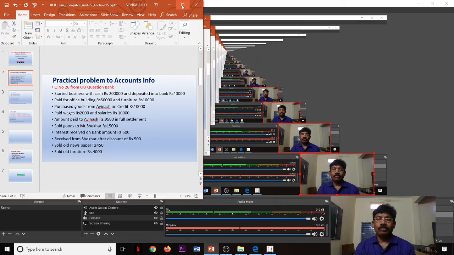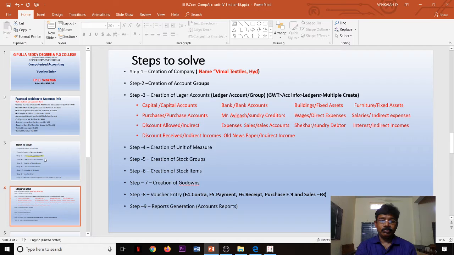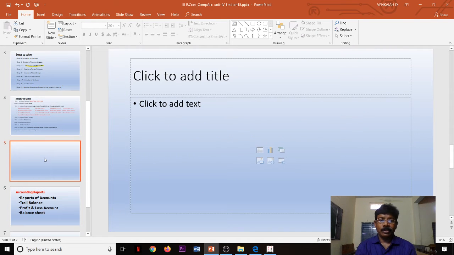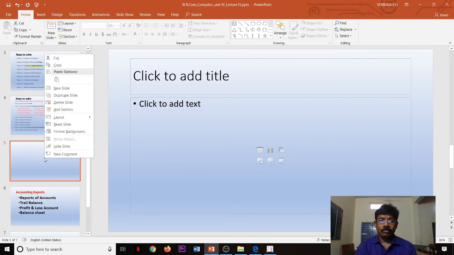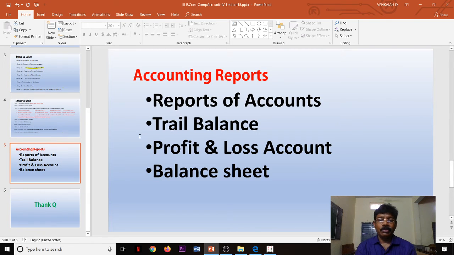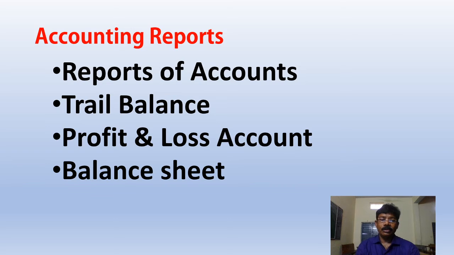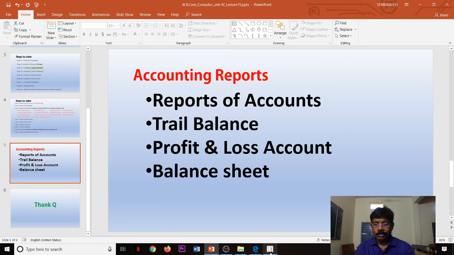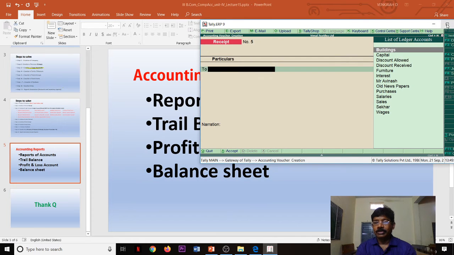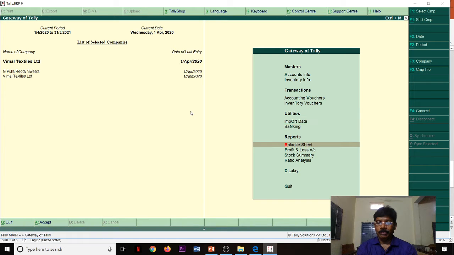Now we go to reports. What are the reports there? Reports are trial balance, profit and loss account, and balance sheet. We'll go to Tally. Maximize this one. Escape.